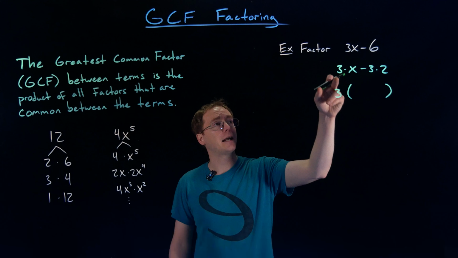The greatest common factor can be defined as being the quantity between the terms that is the product of all the factors that are common between those terms in an expression. And so we're going to see some examples of that to really make sure we understand what this thing, the GCF or the greatest common factor is. But I also want to do a quick little review of factors themselves.